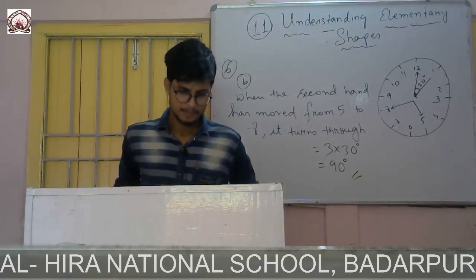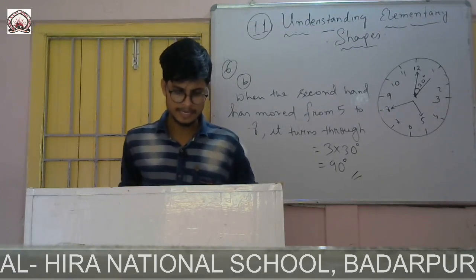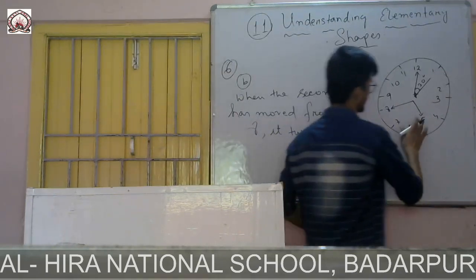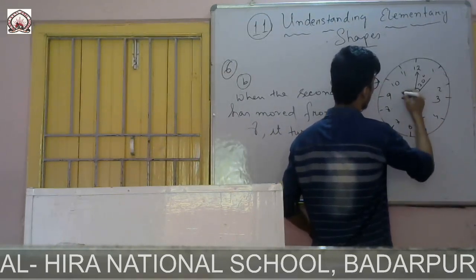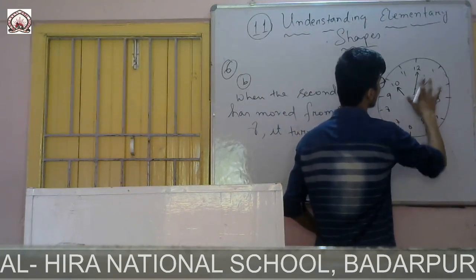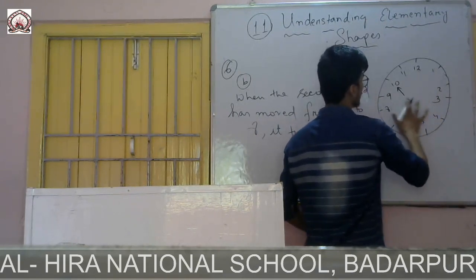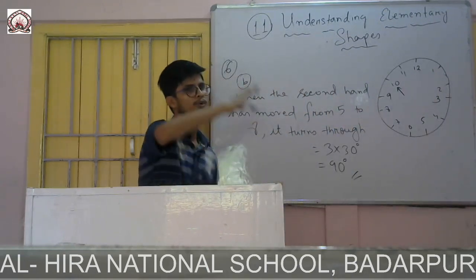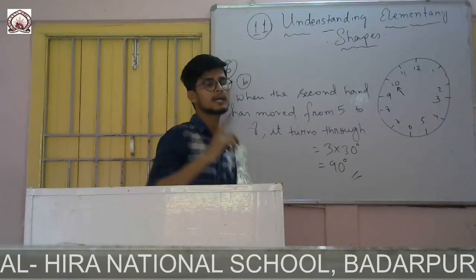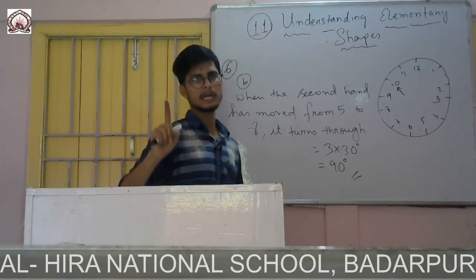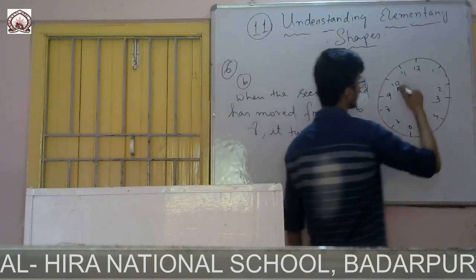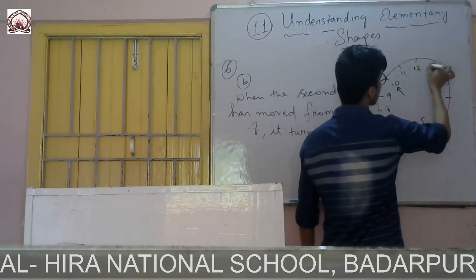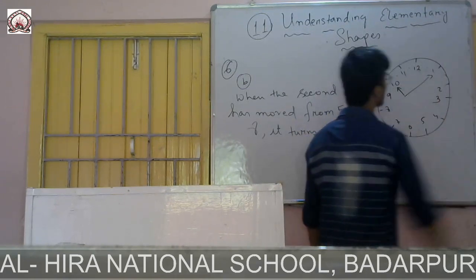Then see, the second hand is at 10 and it turns through 90 degrees. Each angle is equal to 30 degrees. That means to cover 90 degrees, how many angles will it cover? One angle equals 30 degrees, 3 angles will be 90. That means if it starts from 10, then 30, then again 30, 30 plus 30 is 60, 60 plus 30 is 90. That means it will go up to 1.